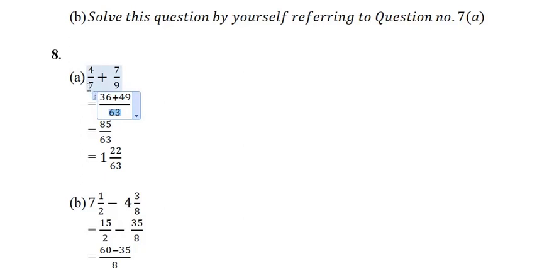Now 7, how many times to get 63? 9 times. So 9 4s are 36, you will write out here. Similarly, 9, how many times to get 63? 7 times. So 7 7s are 49. Now you will add these together. It will be 85 by 63.